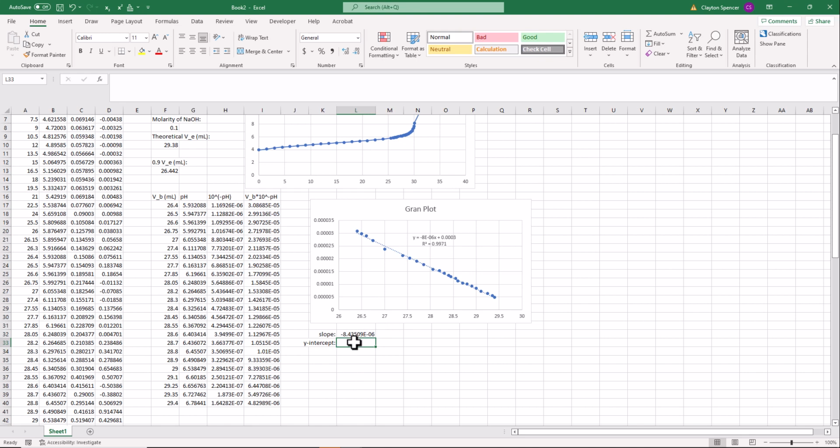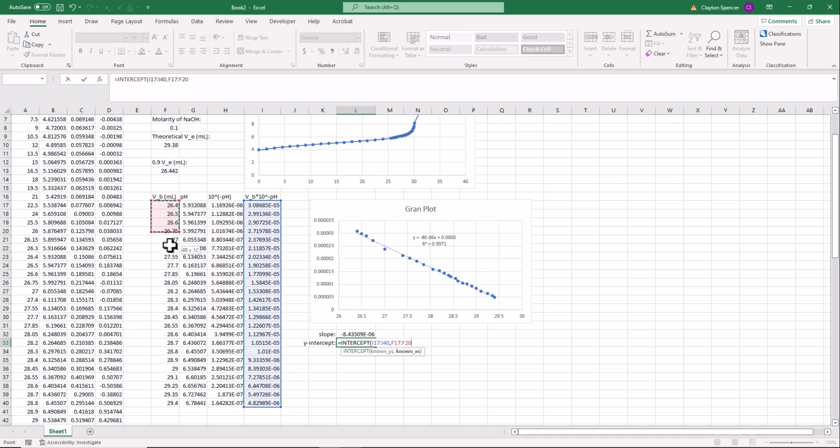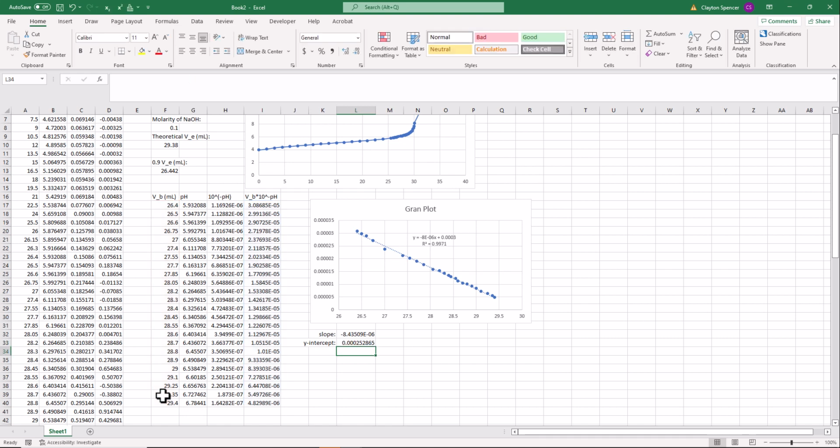Do the same thing for our y-intercept. So equals intercept. You can double click this rather than typing it all in. The known y's. Yep, here are y's. Comma. Click and drag to select the x's. Close the parentheses and hit enter. Oops, enter. There we go. So there is our slope and intercept.